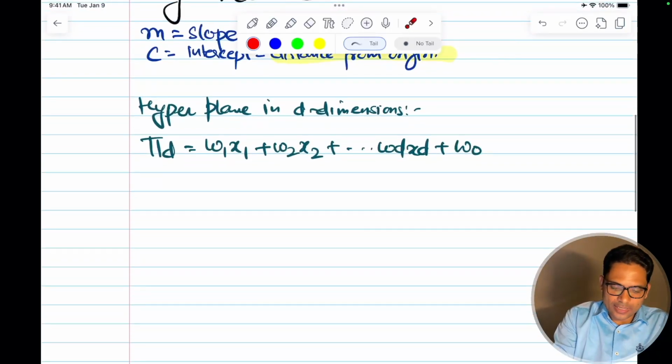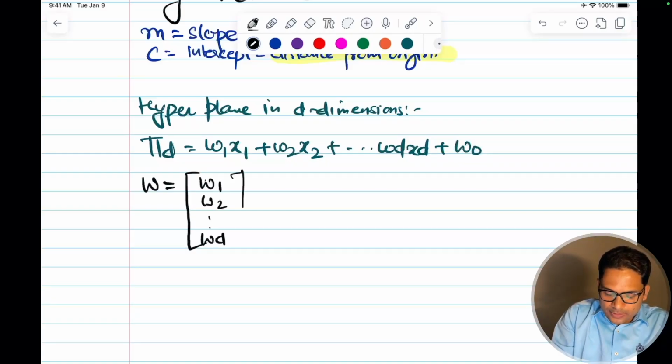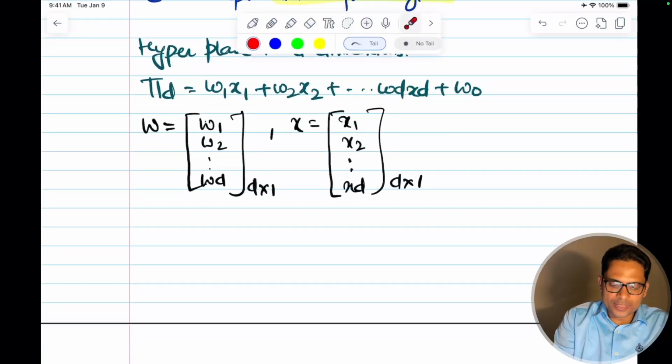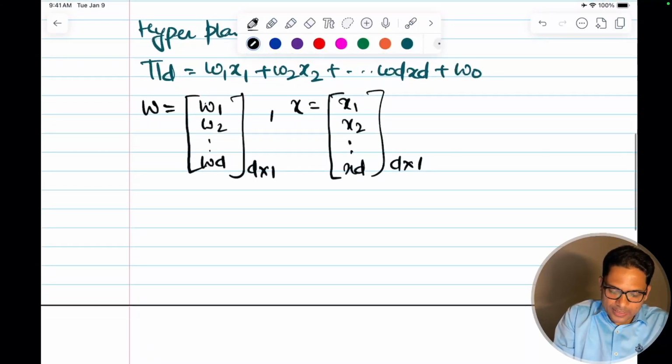So let's see why I can put it in vector notation now. Say for example my w is w1, w2 till wd. This is a d cross 1 vector, and my x is a vector representing all the dimensions x1, x2 till xd. This is also d cross 1 dimension. So how can I represent this? We have done a lot of linear algebra already, so we can say that the pi d is equal to w transpose x plus w naught.